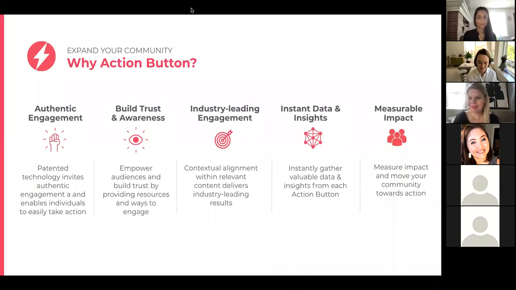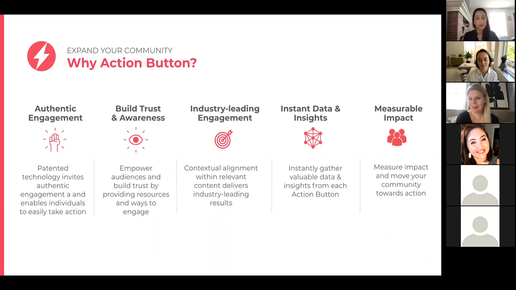Why ActionButton applies whether you're using the buttons on your NationBuilder website with your existing supporters, or if you decide to explore doing an ActionButton campaign and share your message with new supporters within news content. I think the key is that ActionButton invites authentic engagement and really is a great way to build trust and awareness with your existing or new supporters. As we look to work with you on campaigns, we're really proud of the results that we've been able to deliver through the engagement rates that we see with action buttons, and the interactive user experience is really a key component of that.